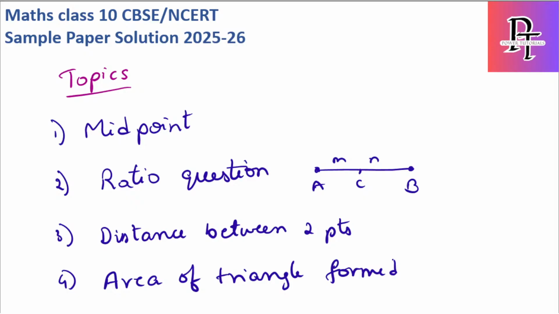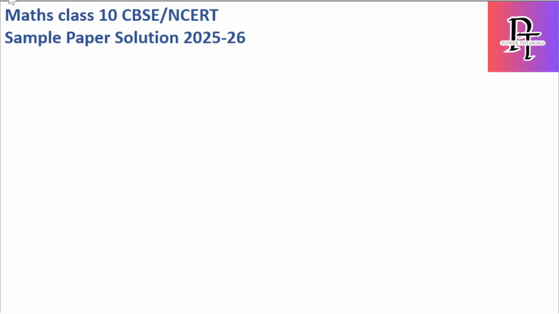So while asking distance between 2 points, they can also ask you which type of quadrilateral is formed. Like they can ask you whether it is a square or rectangle or even rhombus or trapezium. They can ask you which type it belongs to. Okay, in this way they can ask you any topic. So let's start with these topics first, and as I mentioned, then I will cover the questions. So let's see the first one, midpoint.